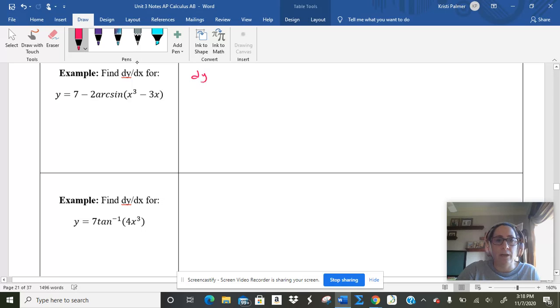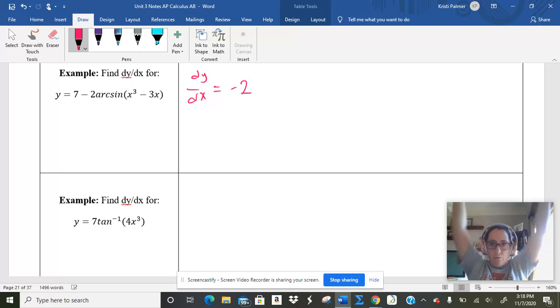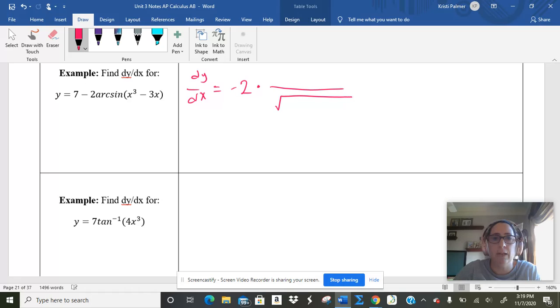So I want to find dy/dx. Well, the derivative of 7 becomes 0, so I don't need to write that. And then I have a minus 2, so that negative 2 goes along for the ride. Times, now I'm going to have the square root of 1 minus that inside of the arcsine quantity squared, and then times the derivative of that guy. And then it's up to you how much you want to go and simplify it. Maybe you want to bring that 2 up there with it.